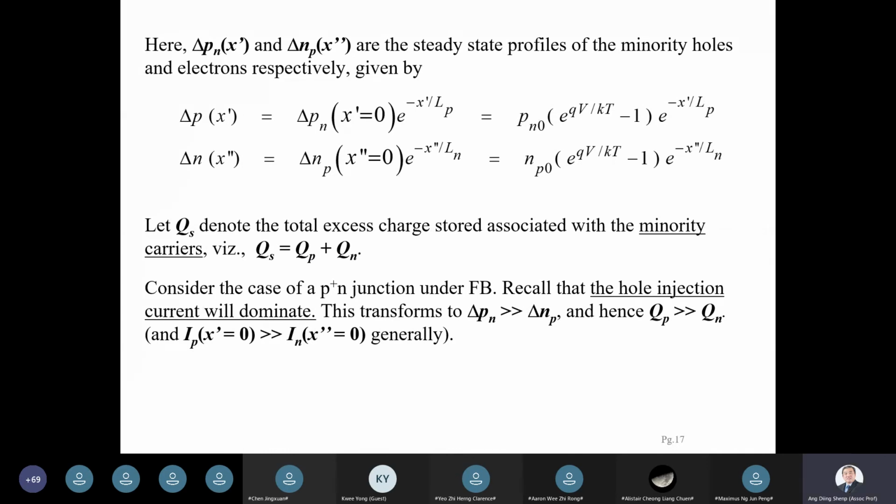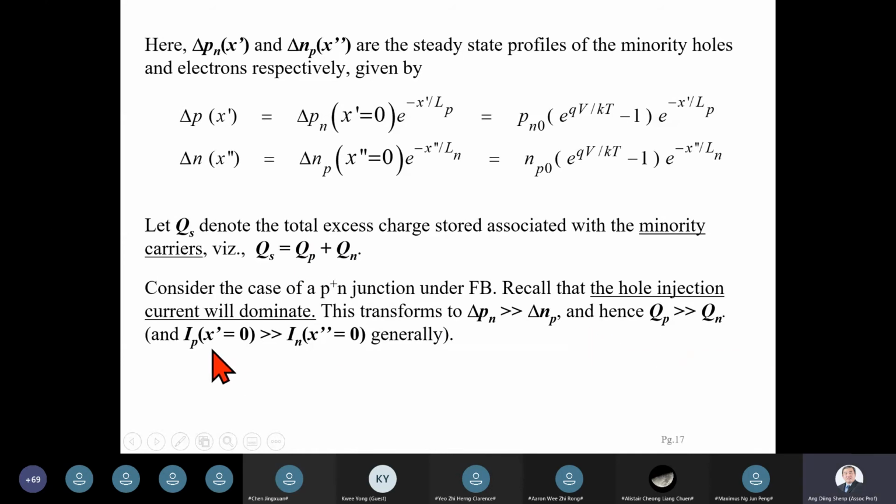remember when the P side is doped much higher compared to the N side, under a given forward bias, hole injection will dominate, meaning that the amount of holes injected from the heavily doped P side to the N side is much greater than the amount of electrons injected from the N side to the P side. So it is possible to make an assumption here by neglecting QN, and we keep only the QP term, which is the more dominant term.